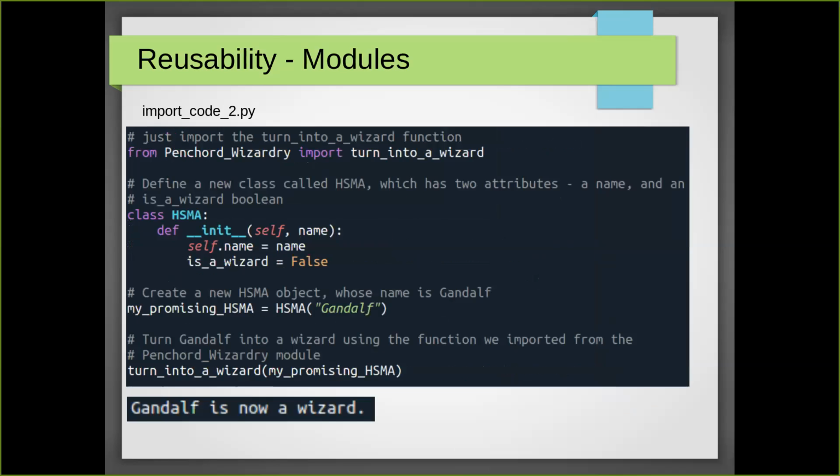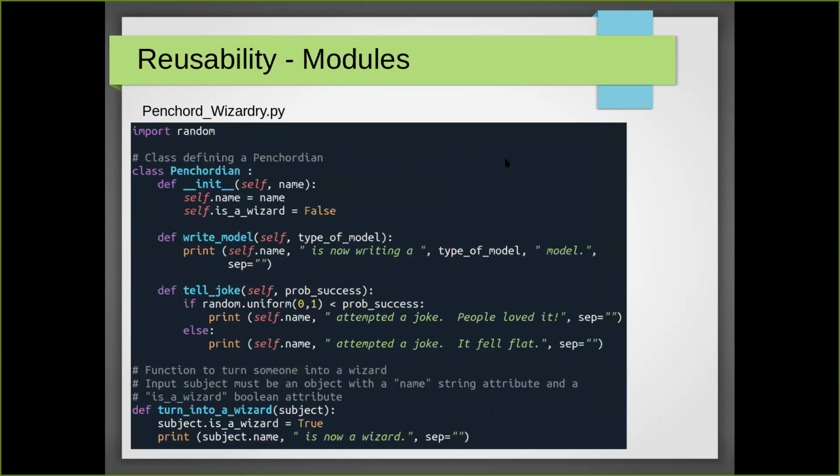And another example, so it might be that we want to import not the whole thing, but just one particular aspect of that module. So it might be a particular class or a particular function. So here, for again a completely separate program, I'm going to, from Penchord Wizardry, just import turn_into_wizard, which, if you remember, was the separate standalone function that I wrote down there. And this standalone function basically takes an object.